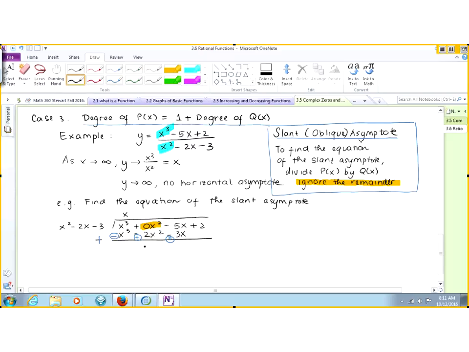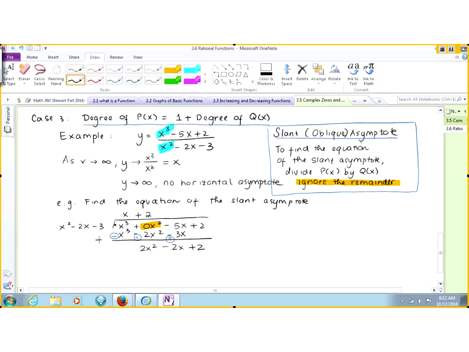Okay, so the x cubed cancel, and then what's next? 2x squared minus 2x plus 2, yes? And then what? 2x squared divided by x squared, which is plus 2x, yes? Plus 2, yes? Okay.